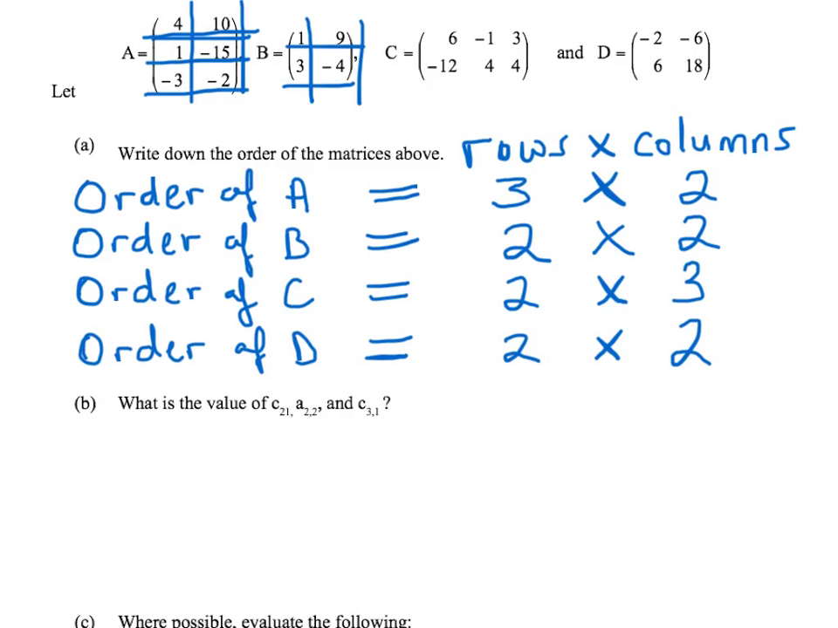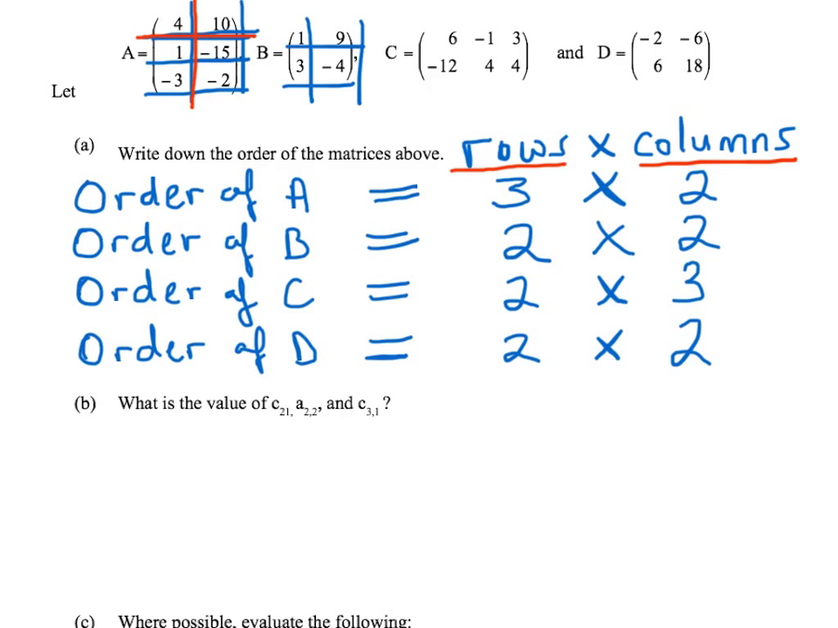The main thing to look out for when doing this question is that when you're asked for the order of a matrix, that you put rows first and columns second. And also to remember that a row goes horizontally, as I showed you, and a column vertically.